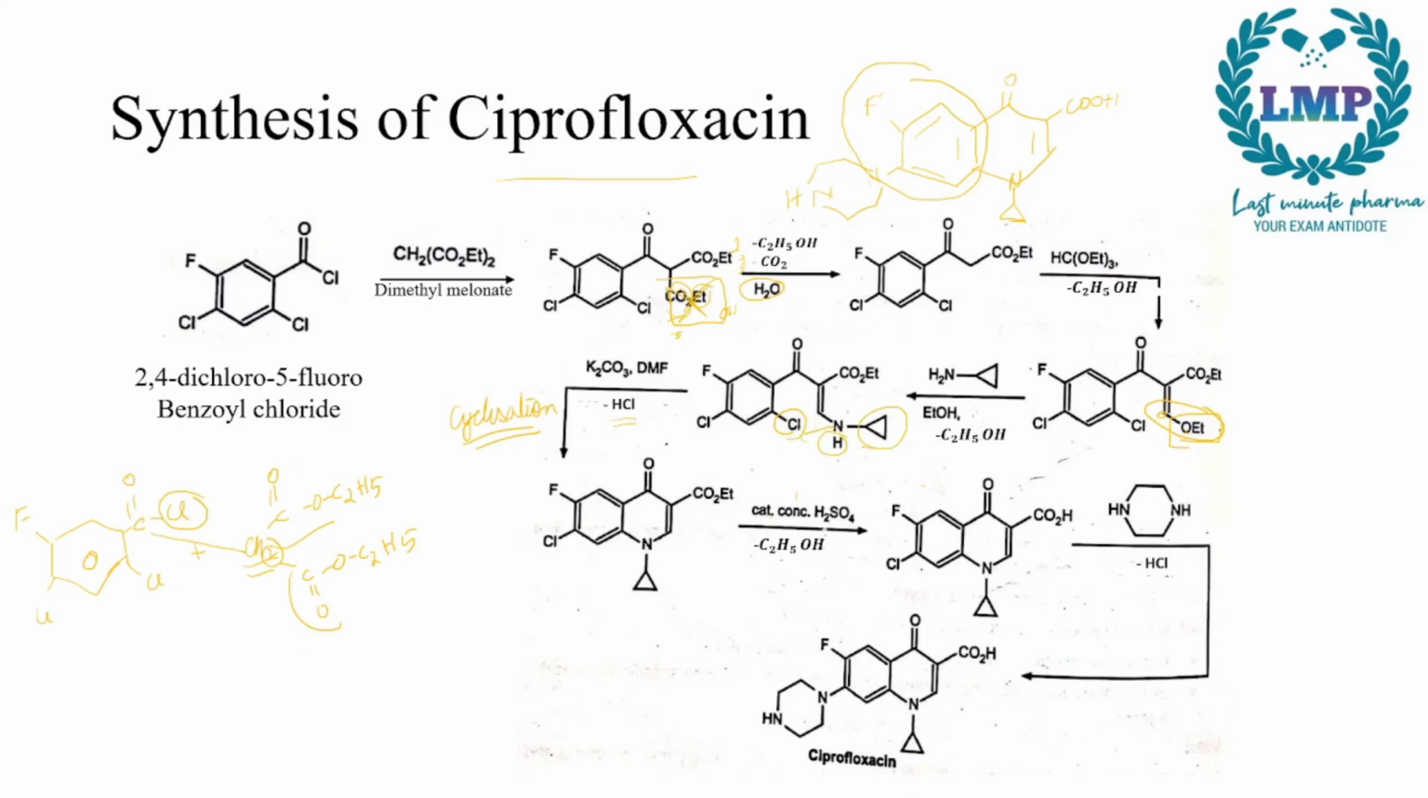Next there would be concentrated H2SO4 added to this. So this ethyl group will be converted to an OH group or hydrogen group. So we will have C double bond OH here. Next we will add a piperazine group here to replace this chlorine. So there will be removal of HCl, this H and this Cl. So it will attach right here and it will give us ciprofloxacin.